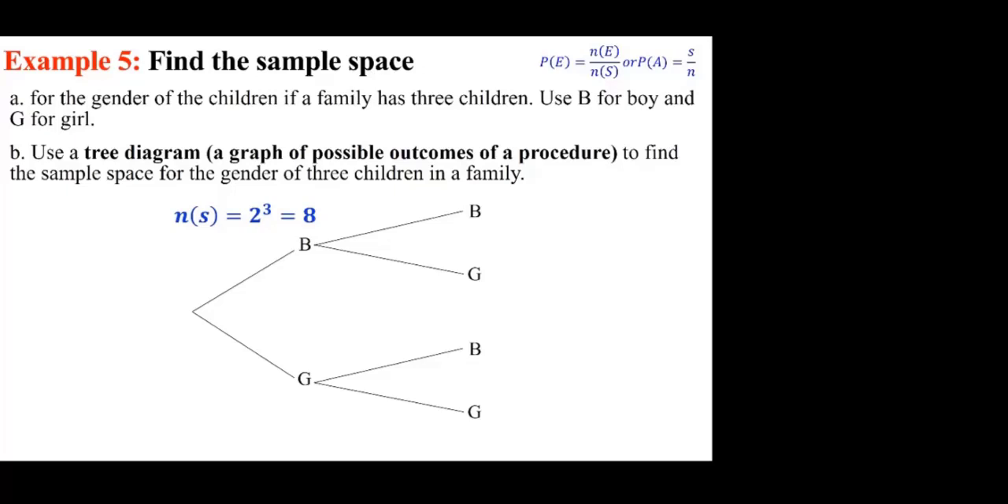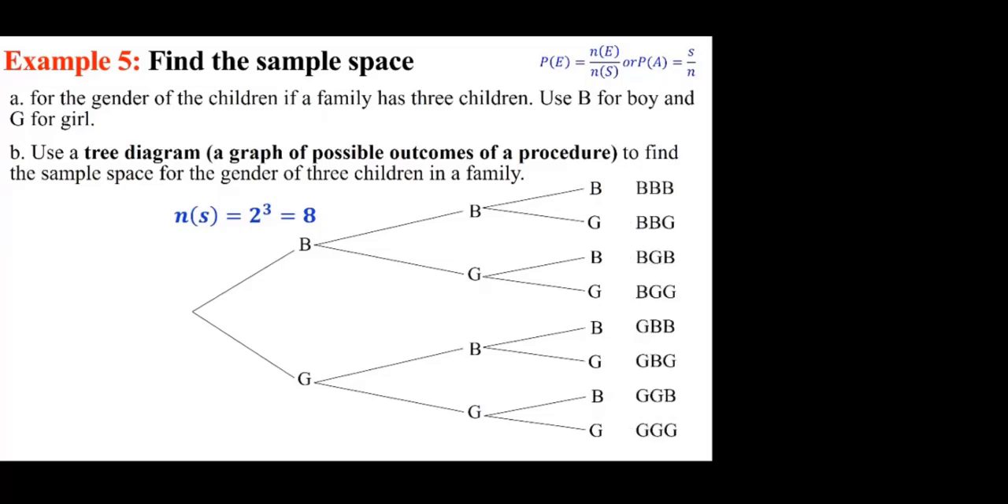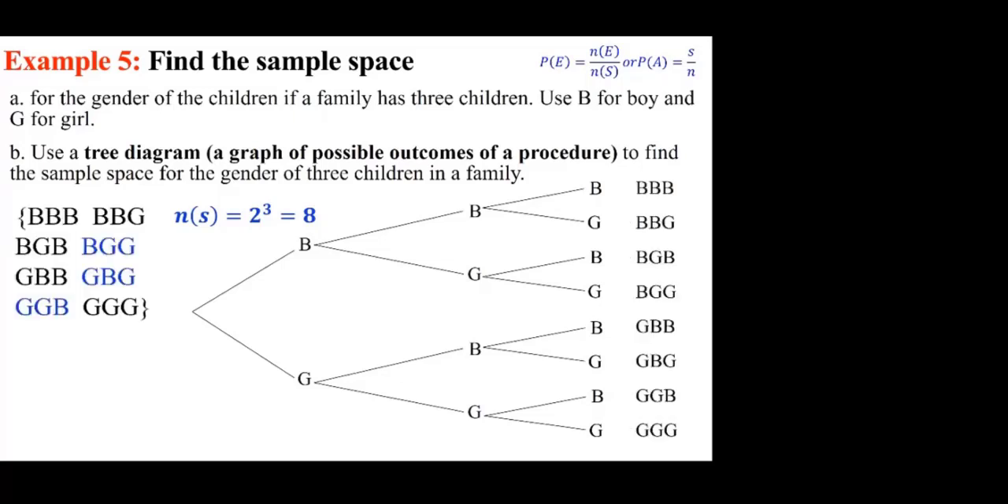But there is one more. This is the 3rd stage. And so the very top one gives us B, B, B, and the very bottom one gives us G, G, G, and anything in between. And so we write it out in a set. We use braces to represent a set. So we got the sample space.